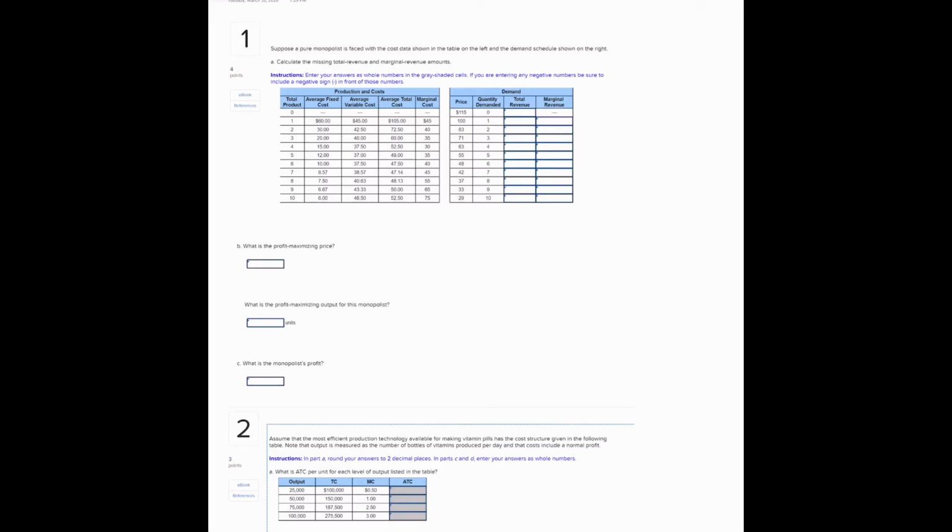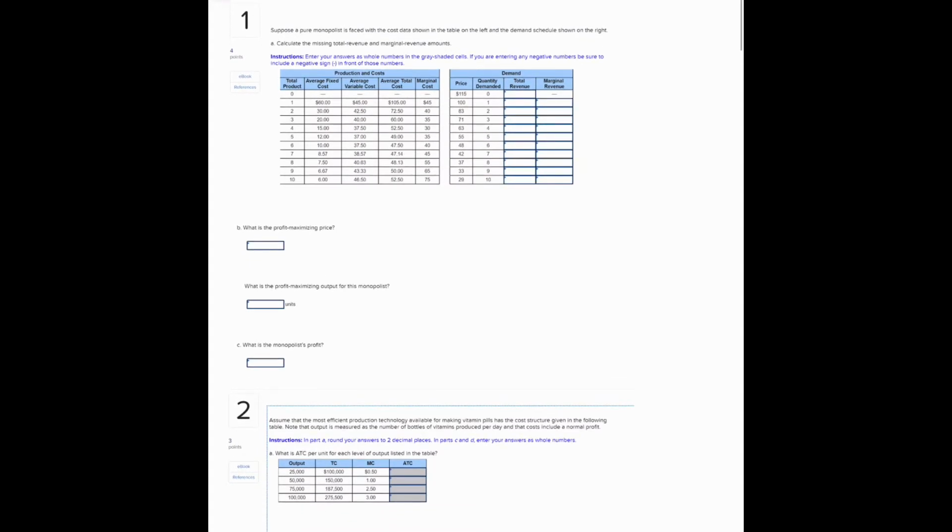Hello, Econ 150 students. This week we're looking at chapters 12 and 21, dealing with the concept of monopoly and antitrust. So the first question here asks us to see the structure of a monopoly.